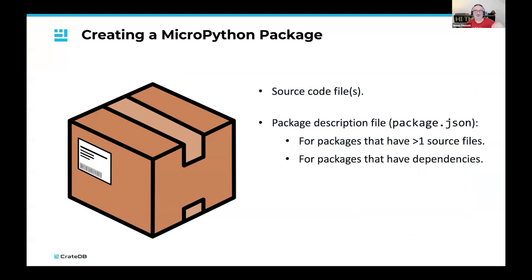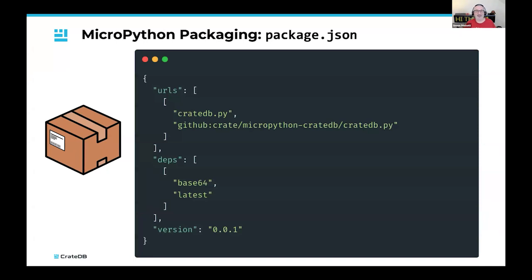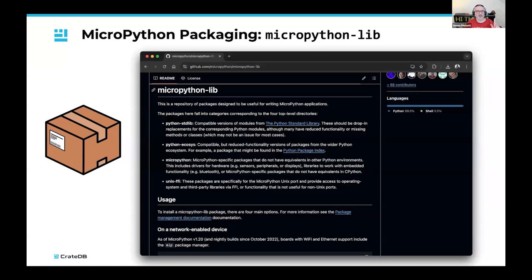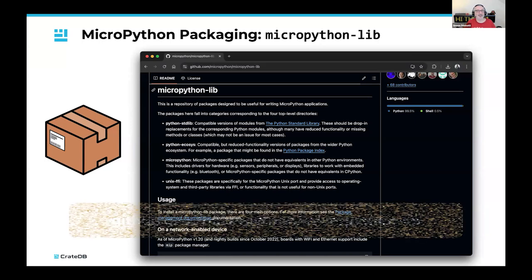So some libraries depend on other things. And you put those in GitHub. You have a package.json file that looks a bit like this. It describes what your library looks like. So when you install the CrateDB library, you get a file called cratedb.py, and that's where it comes from. And it depends on something called base64, and base64 comes from the MicroPython lib library, which the tooling understands how to install.